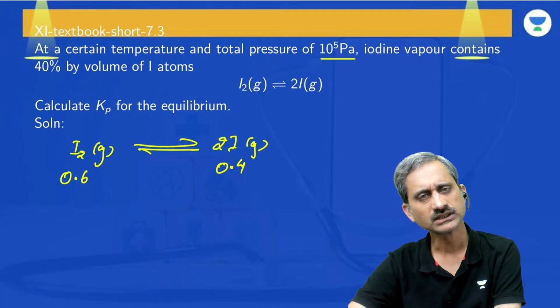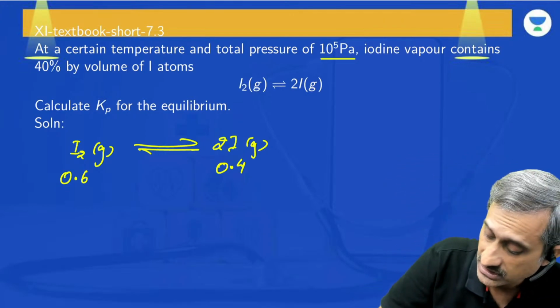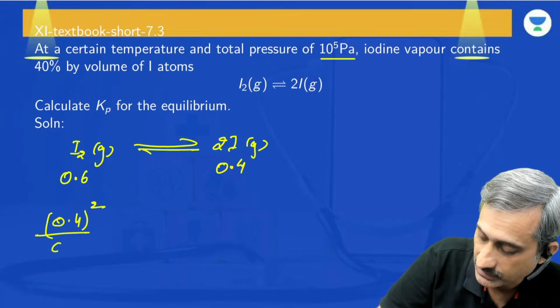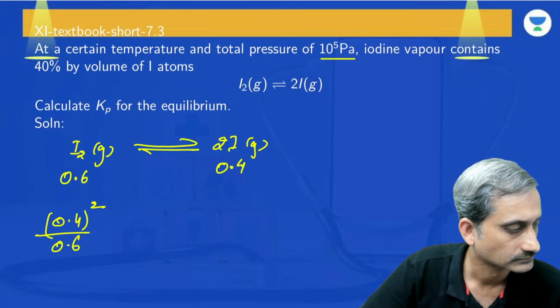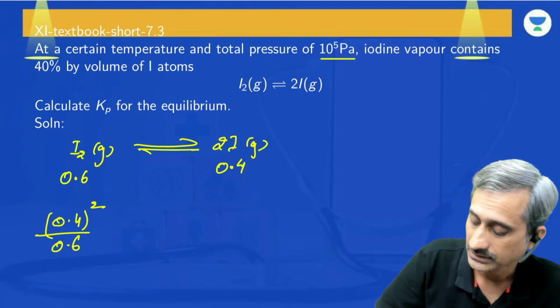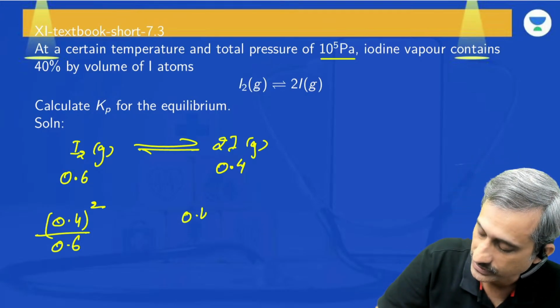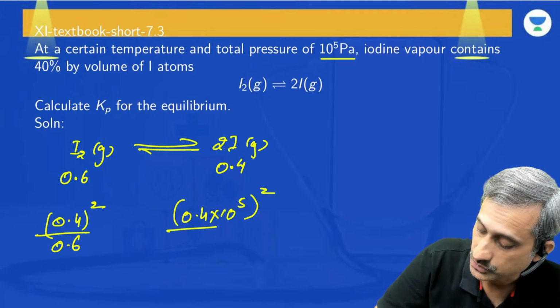Now you can solve it. It should not be any problem. If you take it in bar, it's going to be 0.4 raised to power 2 divided by 0.6. If you take it in pascals, then it's going to be 0.4 into 10 raised to power 5, whole raised to power 2, divided by 0.6 into 10 raised to power 5.